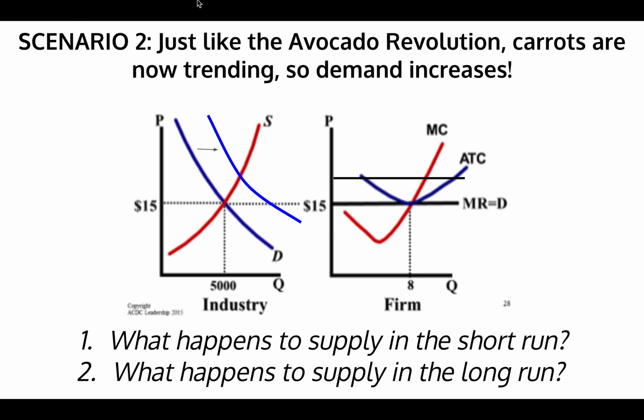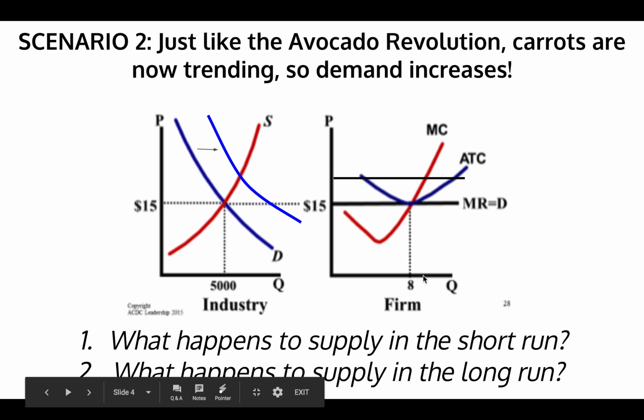Okay, in scenario number 2, just like how we had the avocado revolution, carrots are now trending, so the demand increases. In the firm, the demand would increase, which will cause the line to shift upwards. And in the industry, the demand curve would shift to the right. So what happens to supply in the short run, and what happens to supply in the long run?